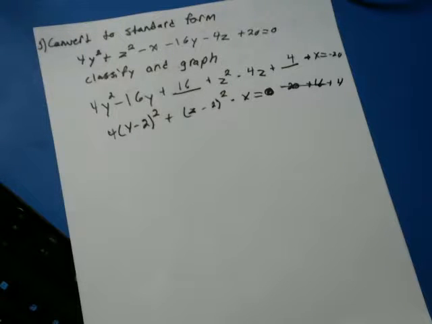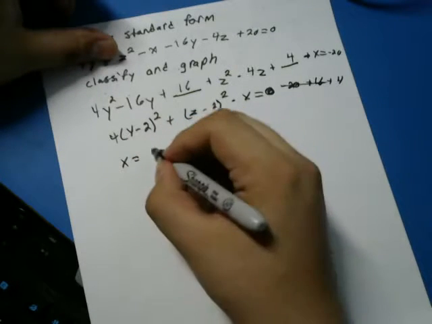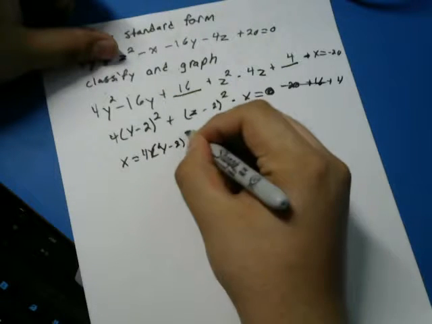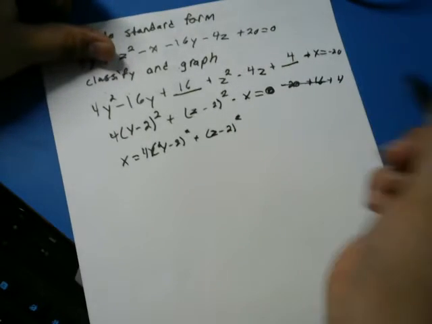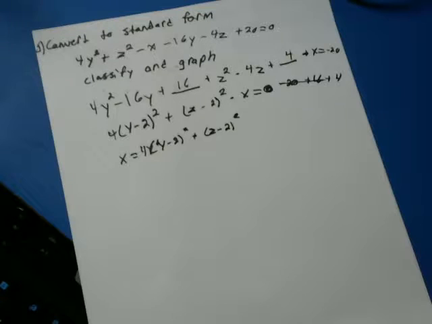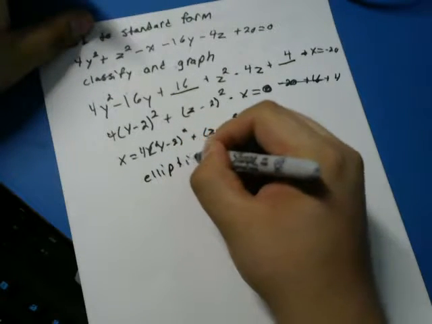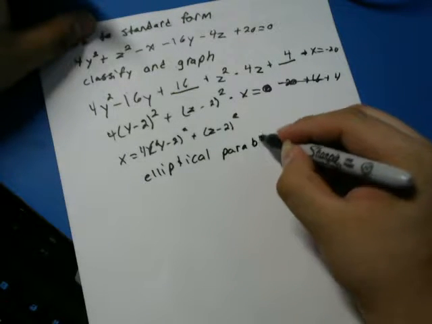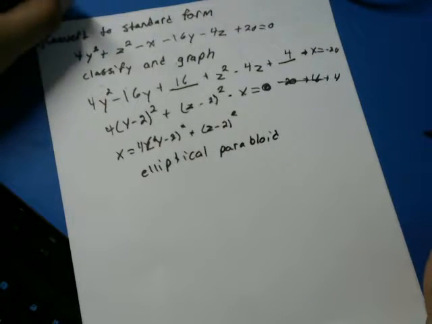And now we have something that looks like an equation we should be a little familiar with at this point. That's 4(y minus 2) squared plus (z minus 2) squared, and what this takes the shape of is an elliptic paraboloid. I'll write it down. This is an elliptical paraboloid. Hope I spelled this right.